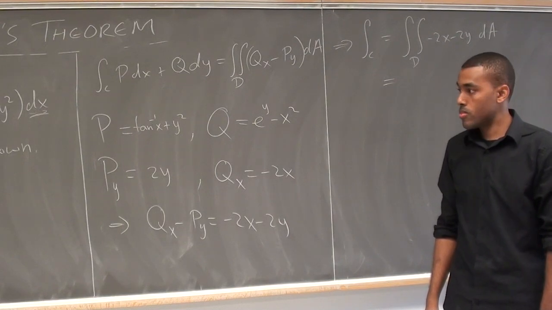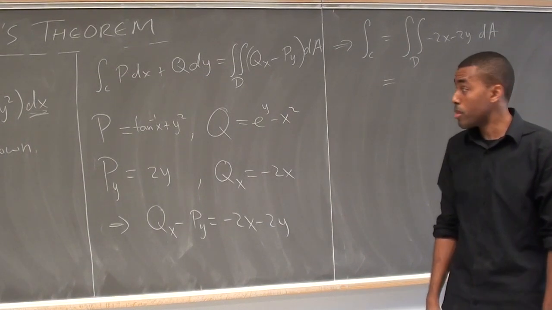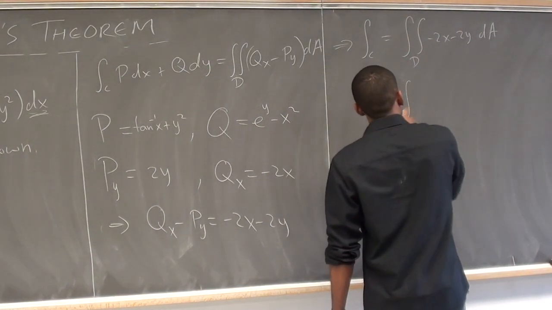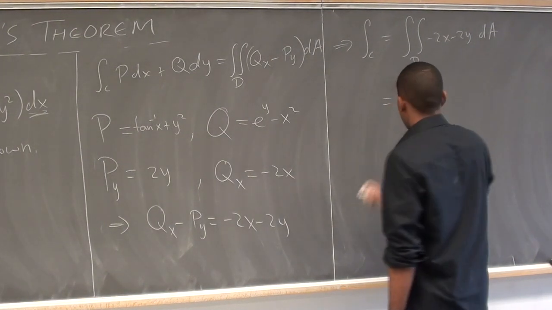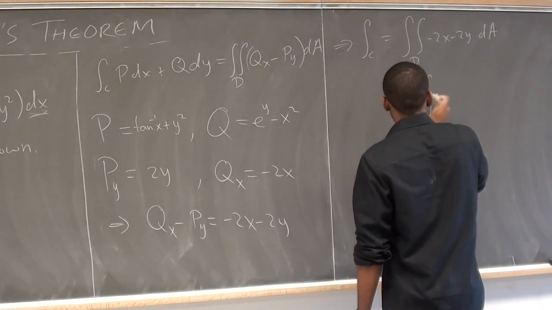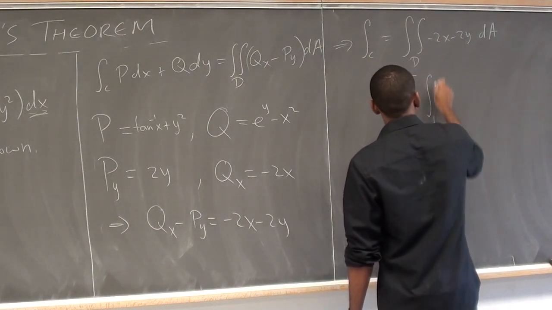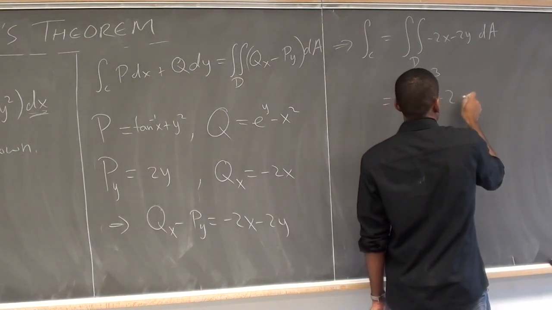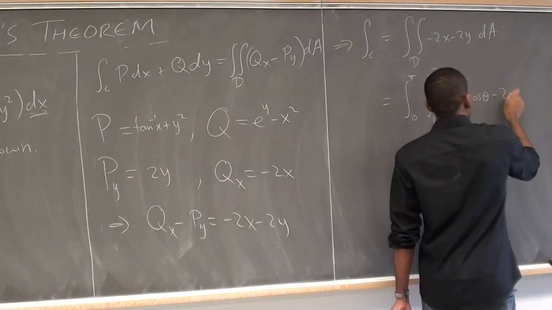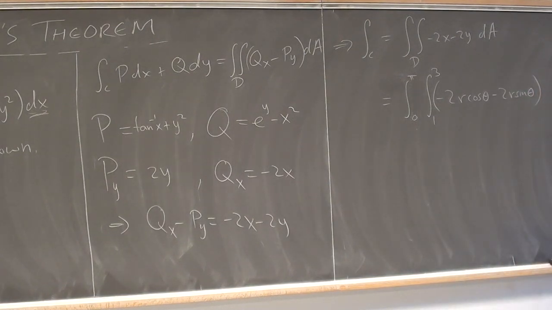0 to pi. You want to use polar? Use polar, yeah, that's how I do it. And how do you set it up? What are the limits? Well, x is equal to r cosine theta. R goes from 1 to 3. Well, I asked for theta first. Sure. 0 to pi. 0 to pi, r is going from 1 to 3. And your x you replace with r cosine theta, y you replace with r sine theta. And what happens to dA? r dr d theta, right?